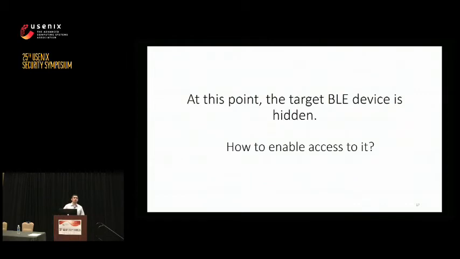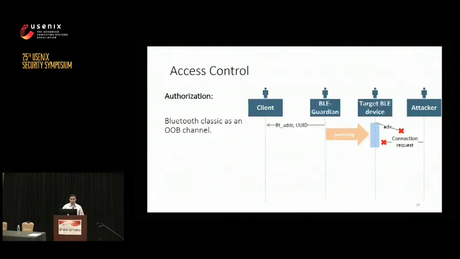So at this point, BLE-Guardian has hidden the device, so nobody can actually access it. And if nobody can actually see the advertisements, nobody can issue connection requests. So how do we enable connection requests from authorized clients? That's the task of the access control module. It has two main subtasks, if you want to say.